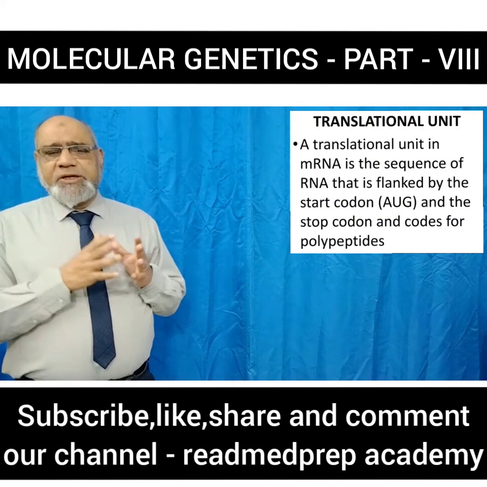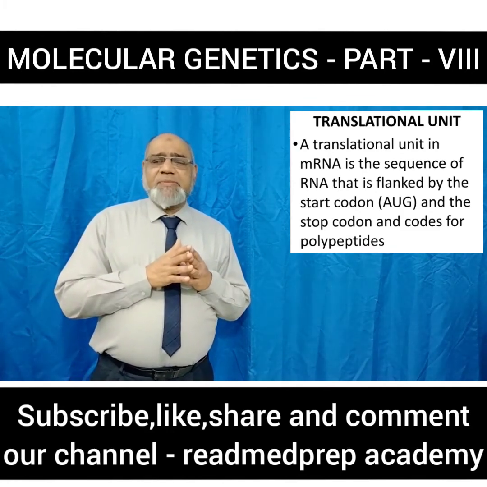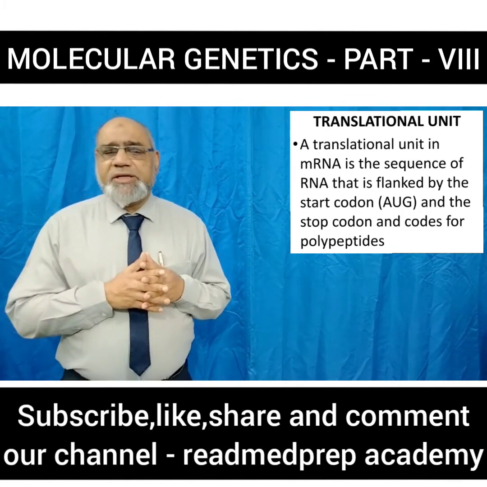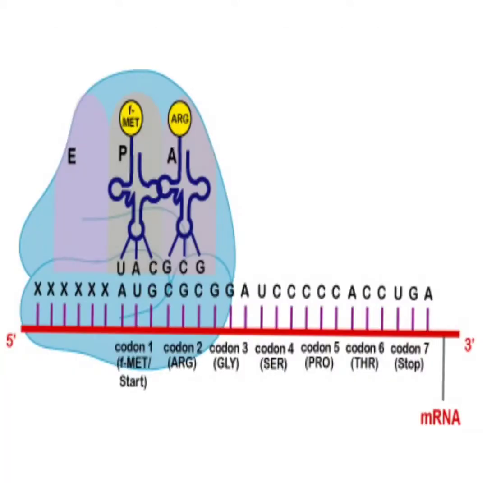A translational unit in messenger RNA is the sequence of RNA that is flanked by the start codon and the stop codon. The start codon is AUG, and the codons in between encode for polypeptides. Here you can see the different types of codon from codon 1 to codon 7.